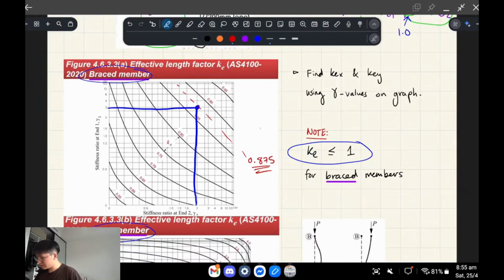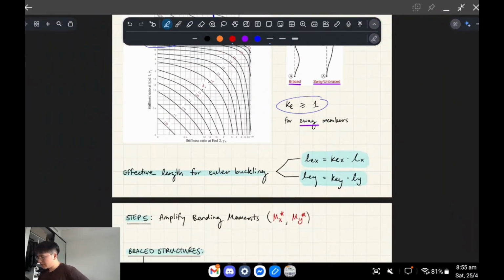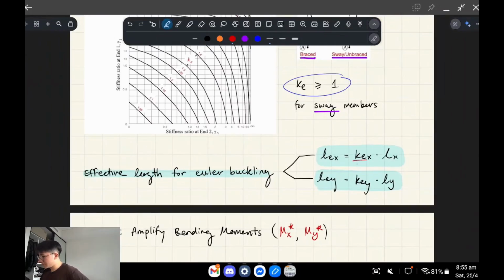So now you have this, that would be gamma. It actually doesn't matter which side you take it because it's symmetrical. Let's say that one was gamma t, that one was gamma b, but you can go the other way around as well. You get the same number. This is your KE value, and that's what you end up multiplying to the length to get the effective length. And you have to figure it out in both directions as well.